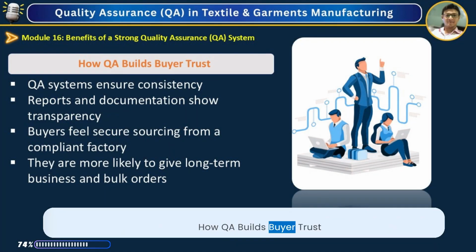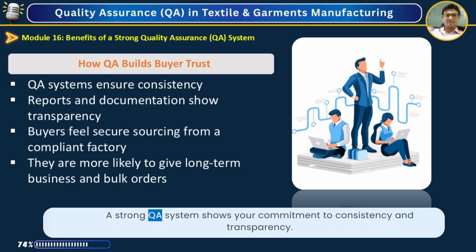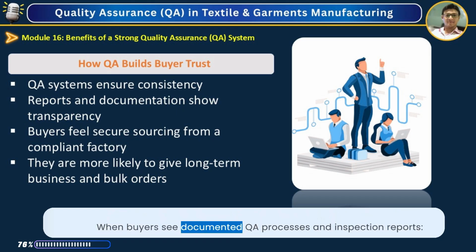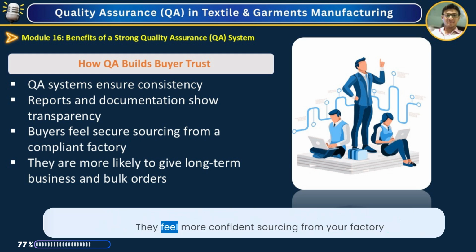How QA builds buyer trust. A strong QA system shows your commitment to consistency and transparency. When buyers see documented QA processes and inspection reports, they feel more confident sourcing from your factory. They are more likely to place long-term and higher-value orders. QA builds not just product quality, but also business relationships.